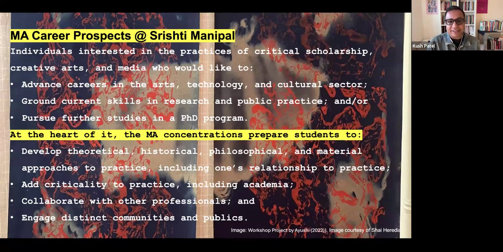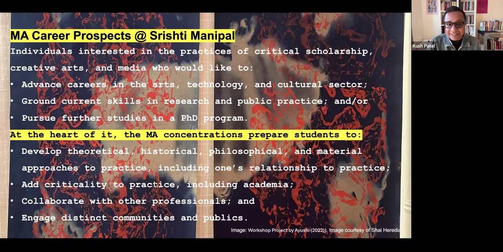And at the heart of it, MA concentrations prepare students to develop a solid theoretical, historical, philosophical, and material foundation to practice, including your relationship to practice. So at no point, again, is practice seen as a technocratic activity, but rather as something grounded in one's positioning to the world, but also grounded in scholarship, and really standing on the shoulders of giants that have come before us in our respective fields.